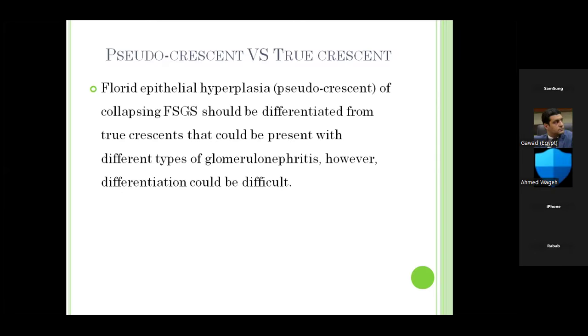This florid epithelial hyperplasia makes what's called a pseudo-crescent of collapsing FSGS, which should be differentiated from true crescents that could be present with different types of glomerulonephritis. However, differentiation could be difficult, and this should be kept in mind. It's not all that easy.